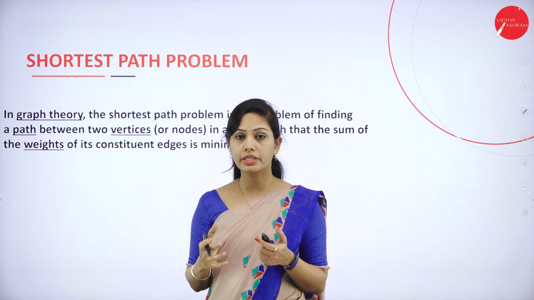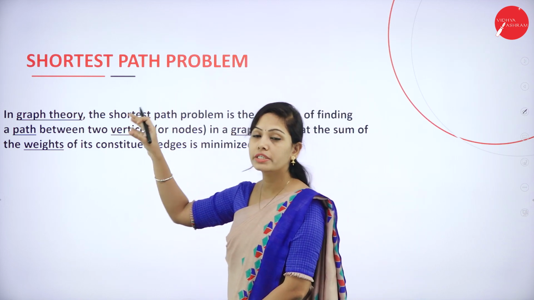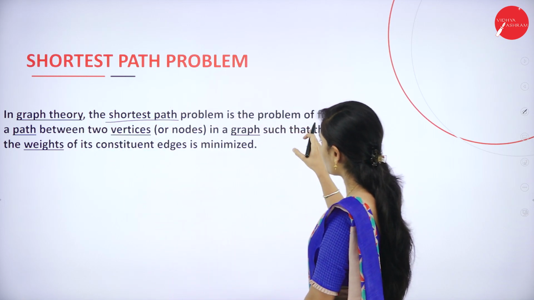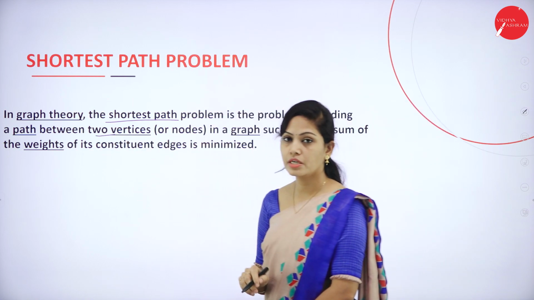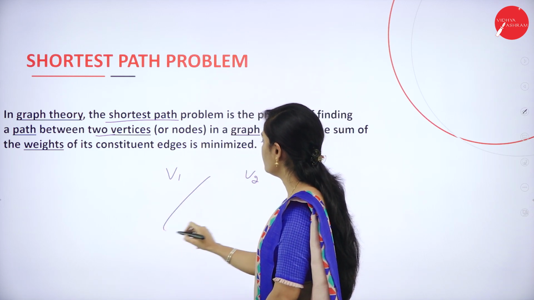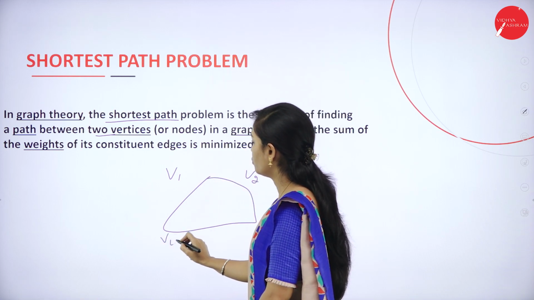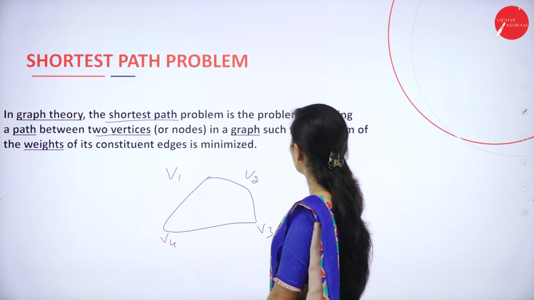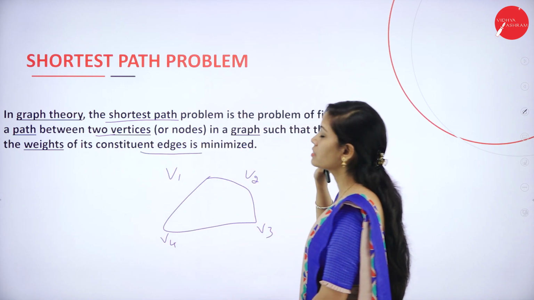So what is this shortest path problem? The name itself indicates we are finding the shortest path. Clear? In graph theory, the shortest path problem is the problem of finding a path between two vertices. Now V1, V2, V3, V4. We are finding the path between two vertices or nodes in a graph such that the sum of the weights of its constituent edges is minimized.